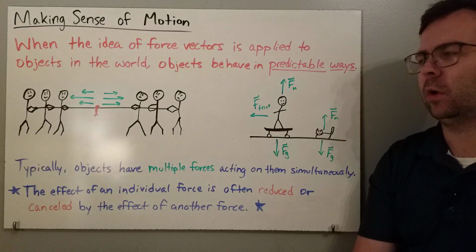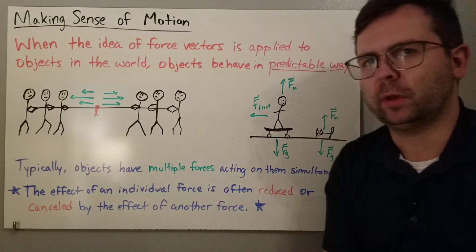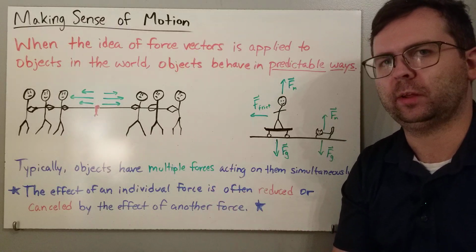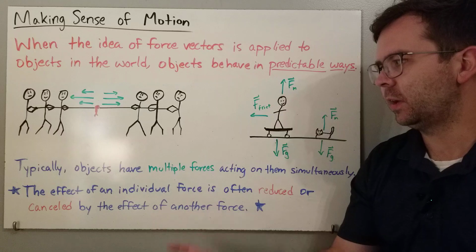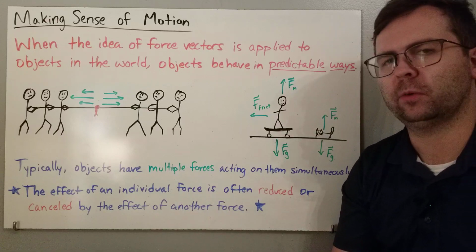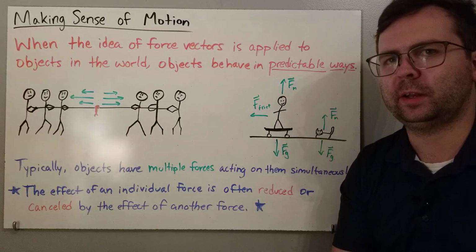A cat on the sidewalk is going to have forces like gravity and normal. Typically, objects have multiple forces acting on them simultaneously. The effect of an individual force is often reduced or canceled by the effect of another force acting simultaneously. This is an important idea in physics.